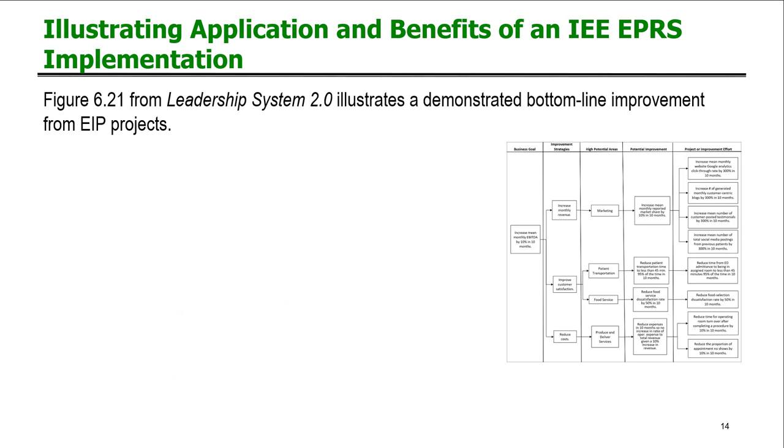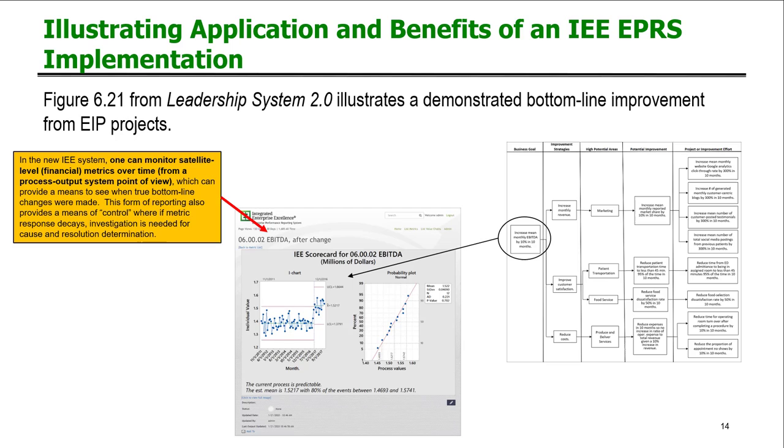Figure 6.12 from Leadership System 2.0 illustrates a demonstration of bottom line improvements from EIP projects. So the business goal was to improve EBITDA. So that's what we're showing here, where you can see the staging of the satellite level metric to enhance level of performance. So in this new IEE system, one can monitor satellite level, these are financial metrics over time, from a process output point of view, which can provide a means to see when true bottom line changes were made.